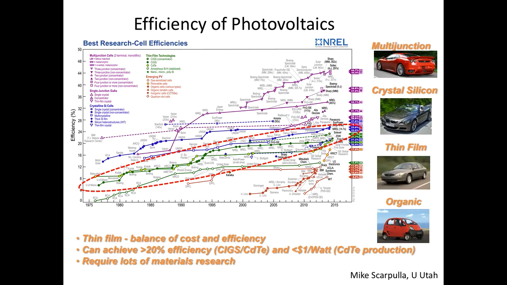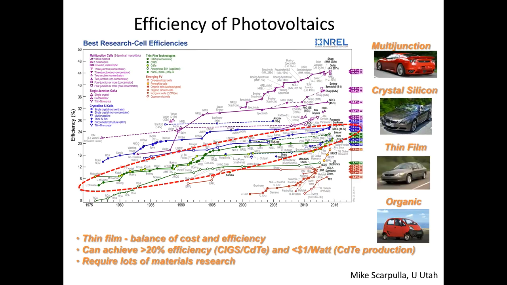Okay, so if we look at this, this is an efficiency table put out by the National Renewable Energy Laboratory, looking at the efficiency of all different types of photovoltaics. So I like this comparison to automobiles, and it kind of is a simplified version.